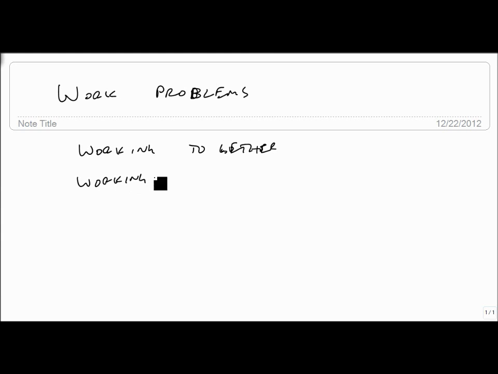We're now going to talk about work problems. Work problems are categorized as things working together or things working against each other. If things are working together, they tend to go faster. The job gets done much faster when you have someone helping you. When you're working against, things tend to take longer.